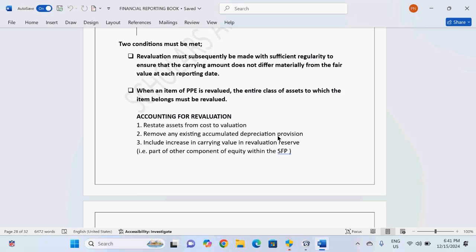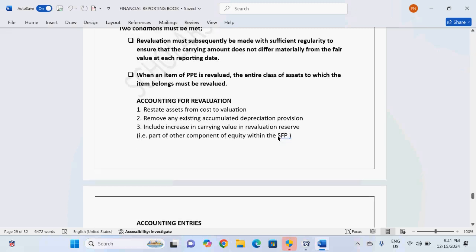So let's now look at the accounting for the revaluation. Restate the asset from cost to revaluation. Whenever you revalue an asset, you change it from the cost to the revaluation amount. And then you remove any existing accumulated depreciation. That is the second point. And then we include the increase in current value in the revaluation reserve.